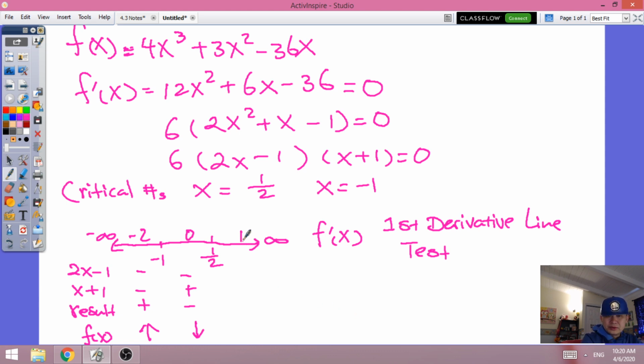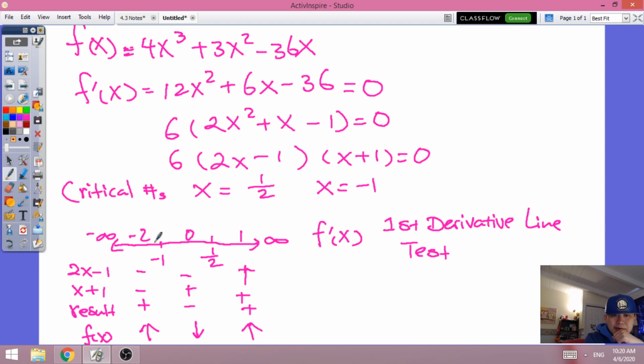And now the next one, we started with 1. So let's plug in 1 here. 2 times 1 minus 1, 2 minus 1, is positive. And then 1 plus 1 is positive. So positive times positive is positive. That means the original function is going to be considered increasing.